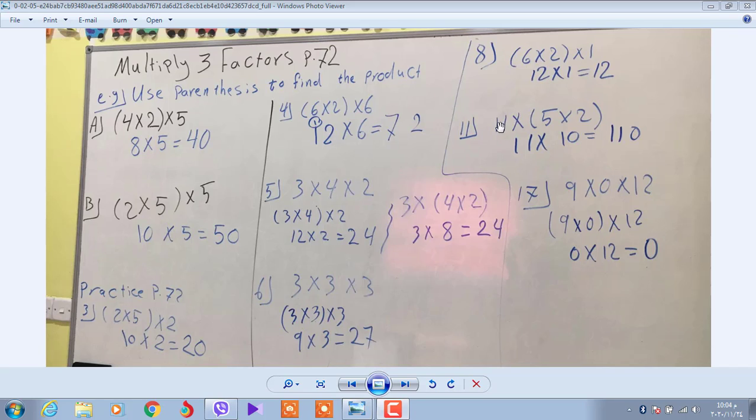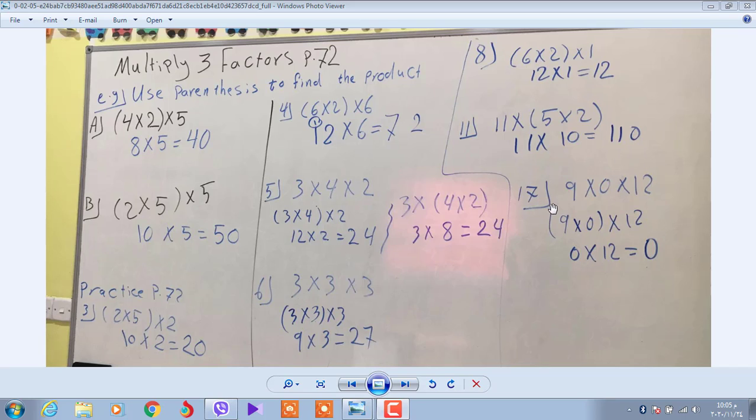Practice 11, we have 11 multiplied by 5 multiplied by 2. First we do the multiplication in the parenthesis, 5 multiplied by 2 equals 10. 10 multiplied by 11 equals 110. 1 multiplied by, we haven't, we remove the 0, students. 1 multiplied by 11 equals 11. Because we have 0, we write down 0 in the answer.